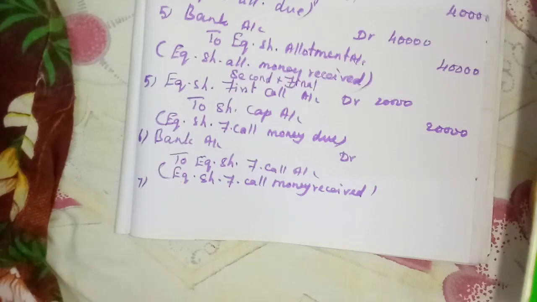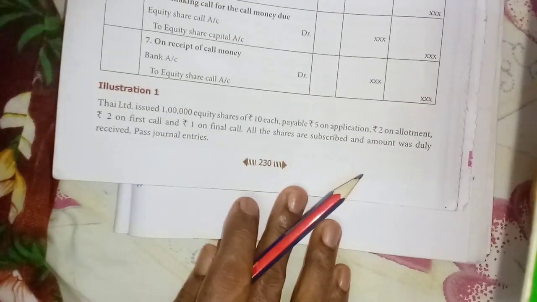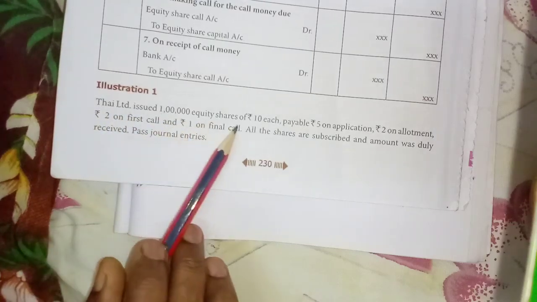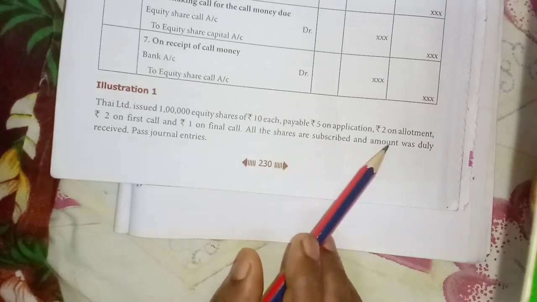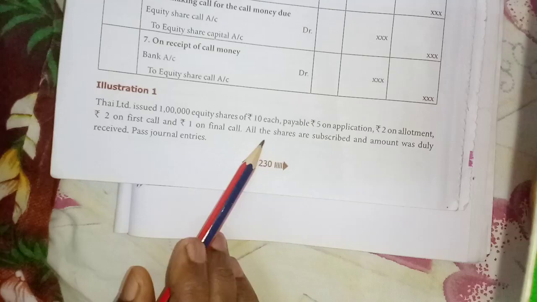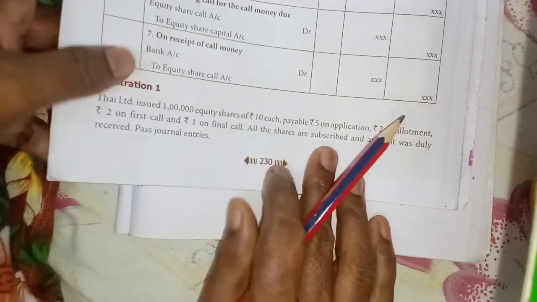Yesterday we have marked some of the question answers. We will see one illustration. Okay, see the illustration. Thai Limited issued 1 lakh equity shares of rupees 10 each, payable 5 on application, 2 on allotment, 2 on first call, 1 on final call. All the shares are subscribed and amount was duly received. Pass journal entries.